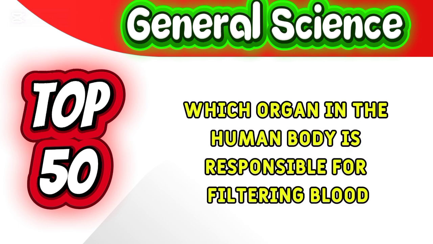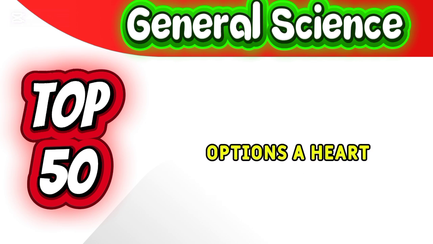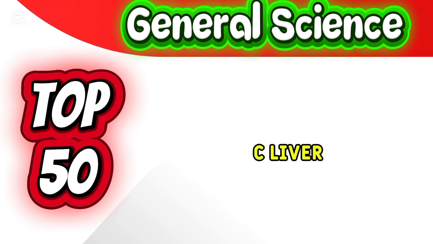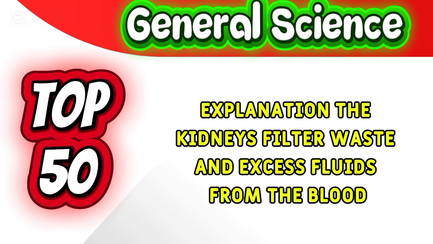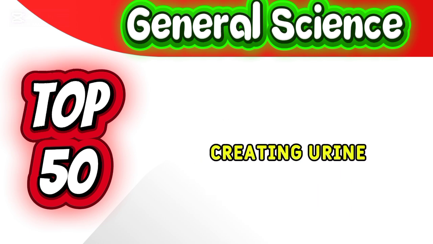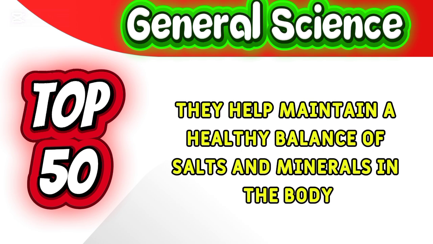8. Question: Which organ in the human body is responsible for filtering blood? Options: A. Heart, B. Kidney, C. Liver, D. Lungs. Correct answer is B. Kidney. Explanation: the kidneys filter waste and excess fluids from the blood, creating urine. They help maintain a healthy balance of salts and minerals in the body.